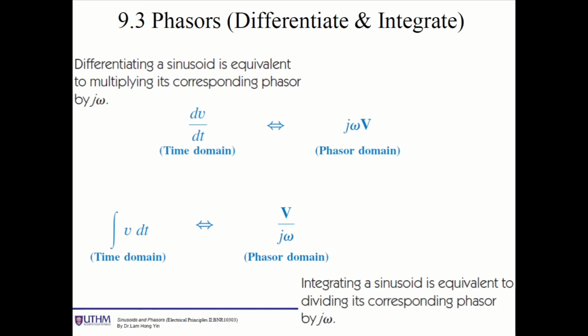So in phasor, differentiating a sinusoid is equivalent to multiplying its corresponding phasor by jw. So this is the representation. However, integrating a sinusoid is equivalent to dividing its corresponding phasor by jw. So like this. In phasor, differentiation is basically a multiplication.